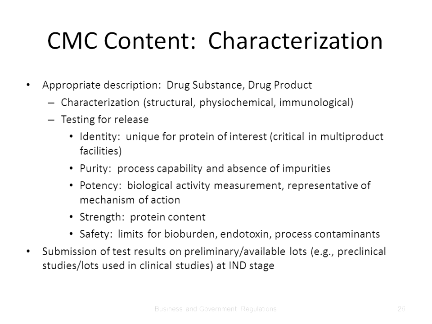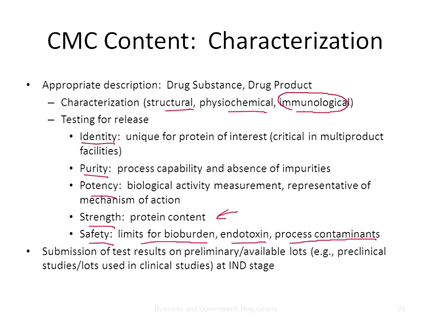So, more stuff on examples of testing that you need to do. So characterization: structural, physiochemical, and immunological characterization. For release testing, you have to do identity, purity, potency, strength, and safety. For example, for safety, you have to show limits of bioburden, that there are no or a limited number of bacteria present, no endotoxins or limited endotoxins or process contaminants.